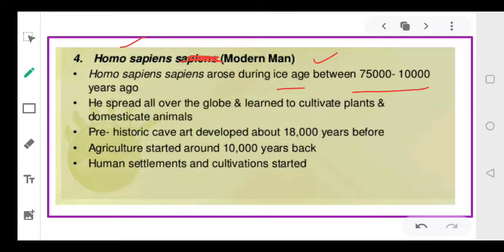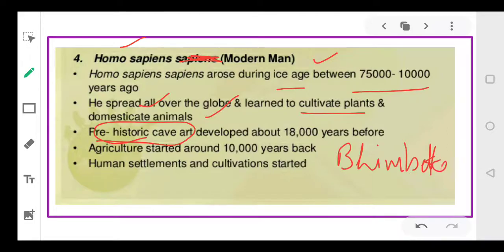Okay, everyone, they also spread across the entire globe. They cultivated plants, which means they used to sow seeds and cultivate plants. They used to domesticate animals, and prehistoric art forms have also been discovered. That means they used to paint and enjoy paintings, and some of the famous paintings have been observed at Bhimbetka in Madhya Pradesh. They are rock paintings.